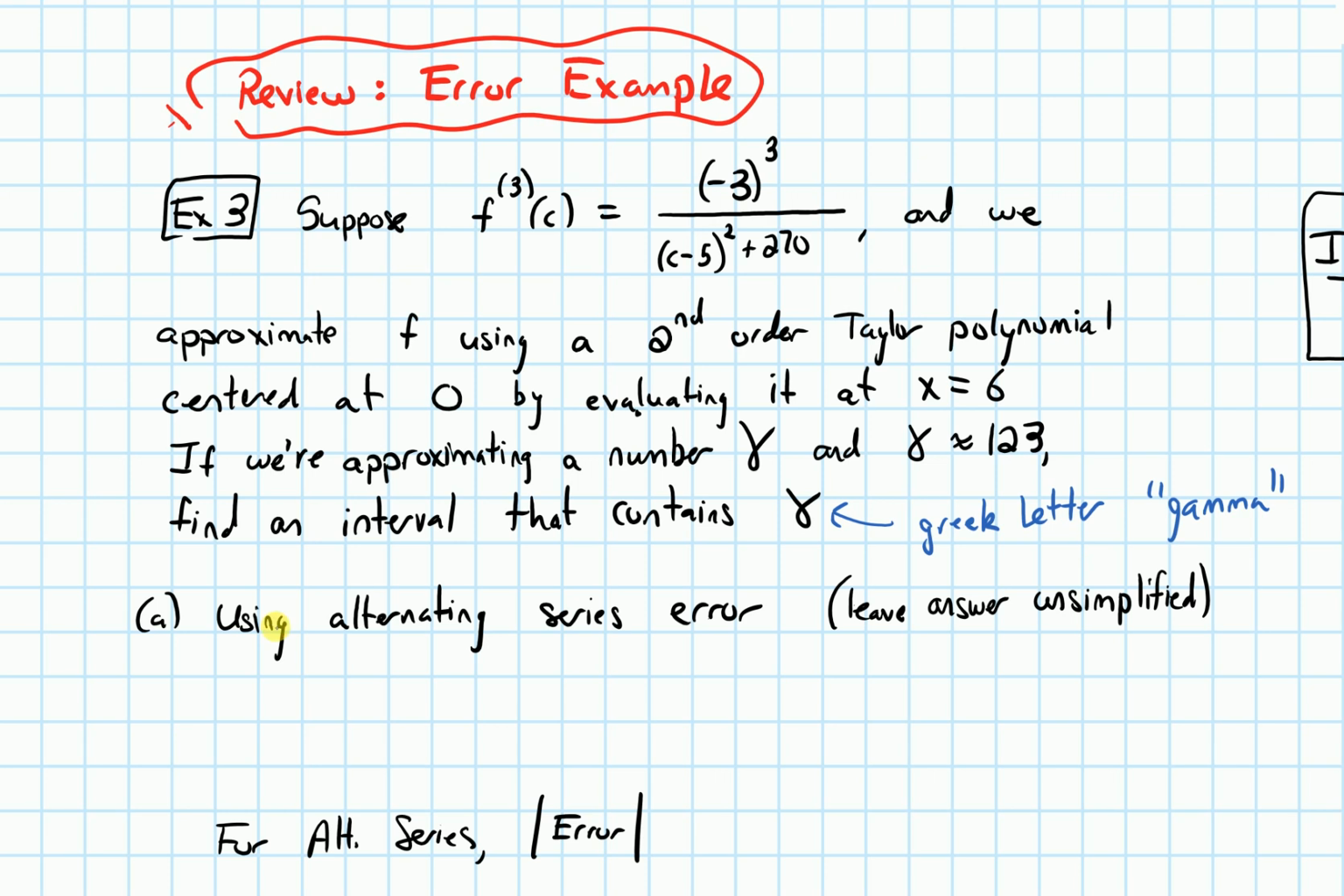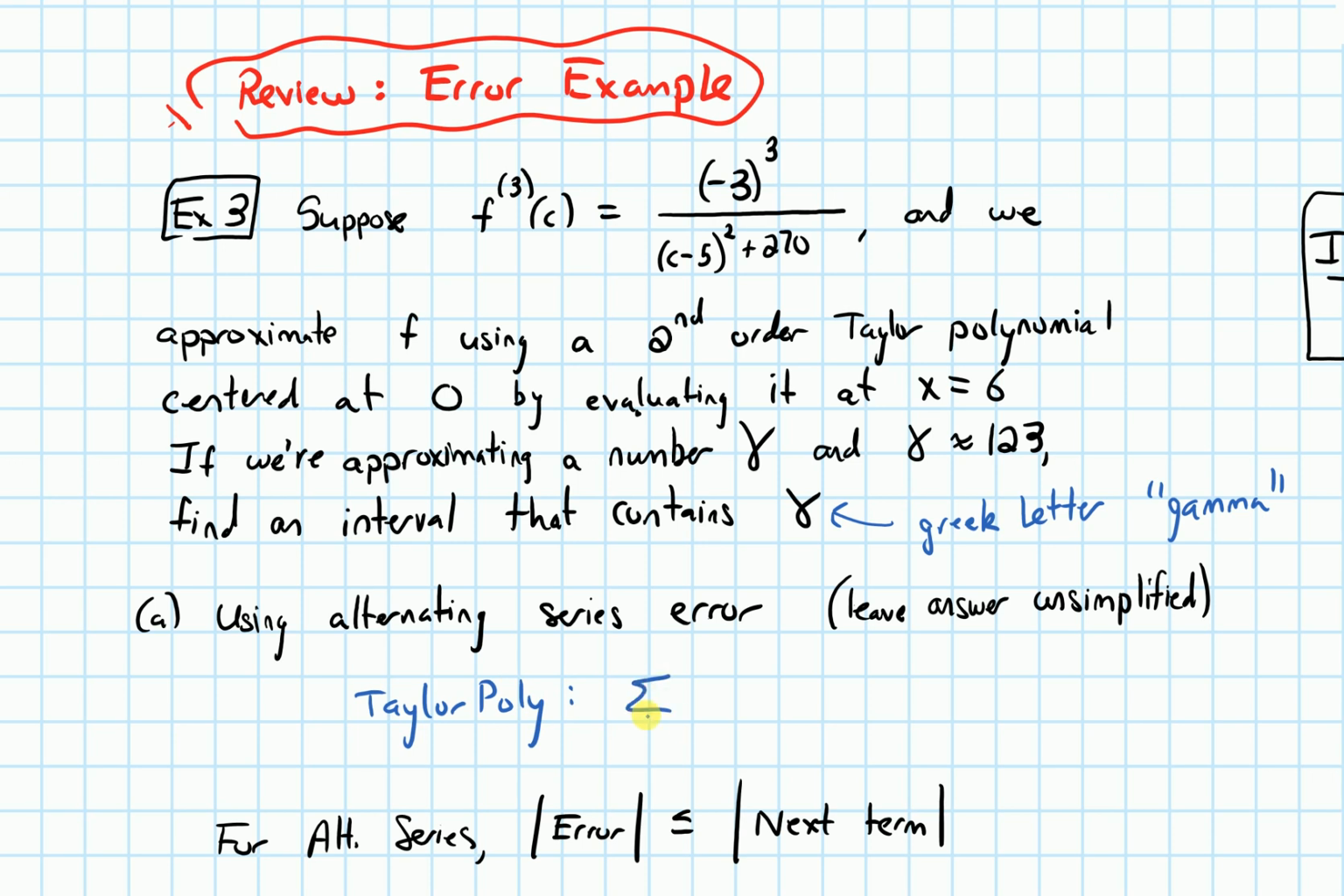So the first thing that I would need to do, to be able to use alternating series error, I know that the absolute value of the error is less than or equal to the absolute value of the next term. So we need to know what that next term is, and usually we look to the series to determine what that is. So I need to remember the form of a Taylor polynomial.